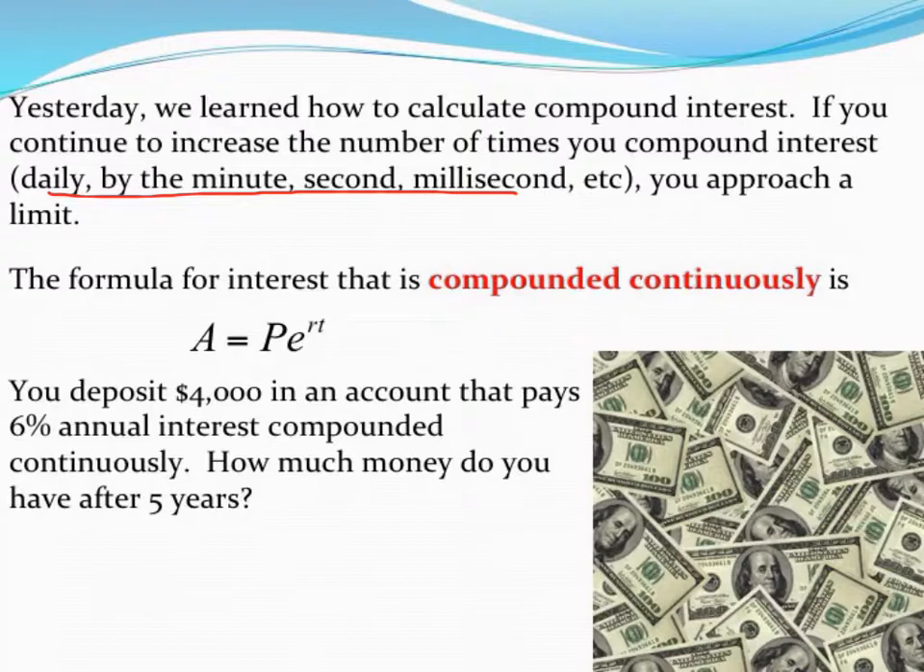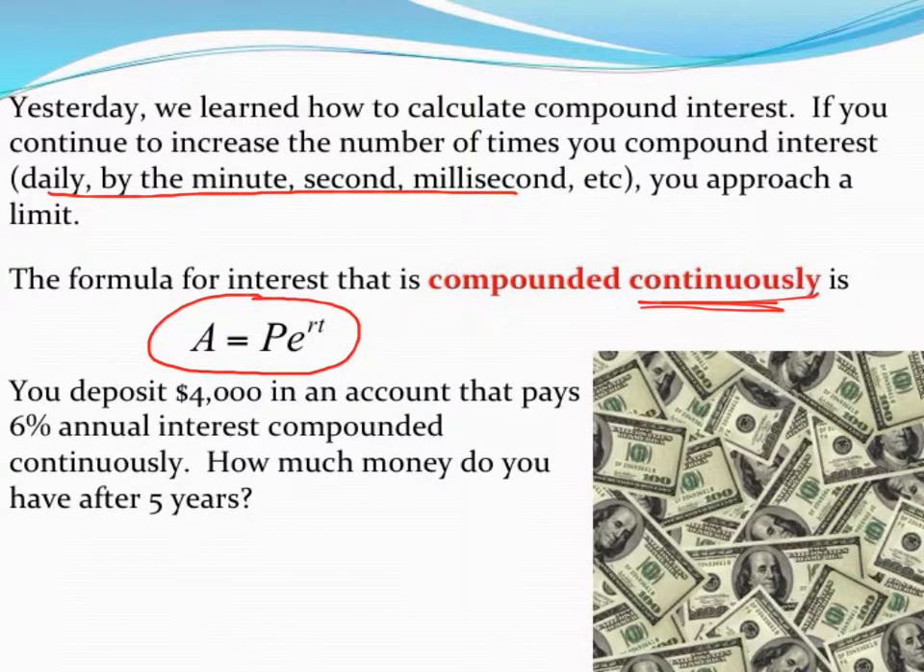This is called compounding interest continuously, is the keyword you're looking for. And what this means is this is the most amount of money we can make in any given time frame, and we have a completely new formula that we're going to use. I call it the PERT equation because look, it spells PERT.